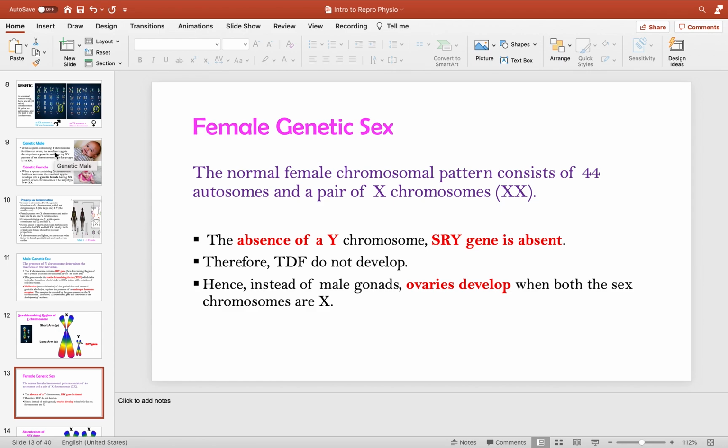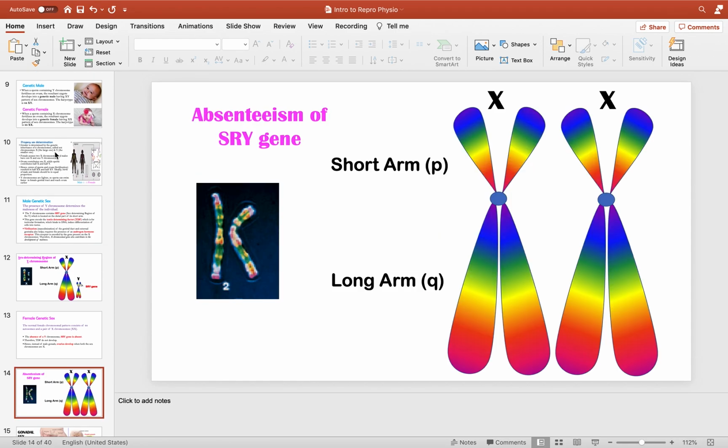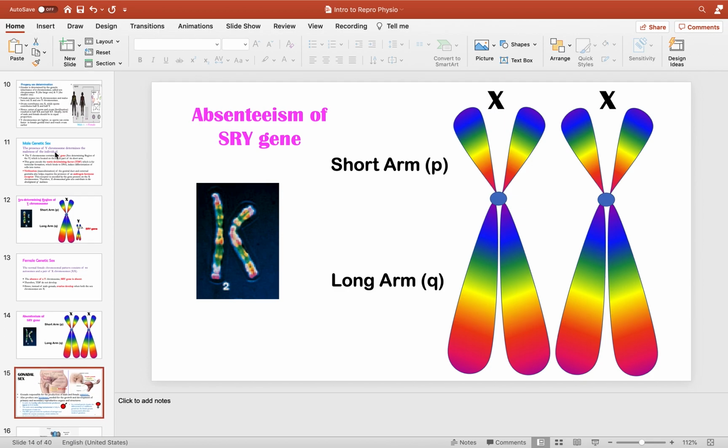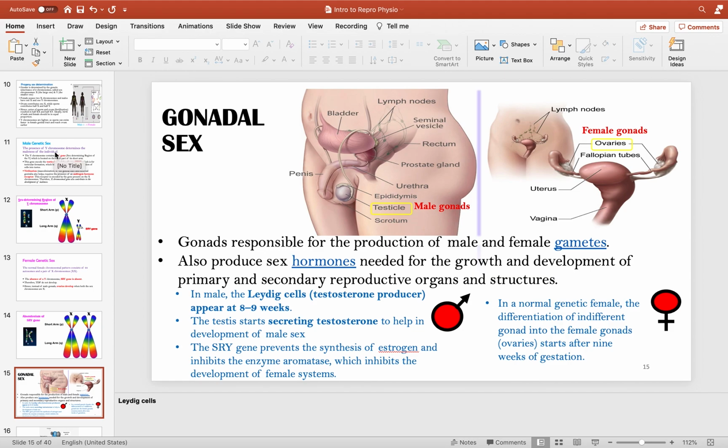Female genetic sex. The normal female chromosomal pattern consists of 44 autosomes and a pair of X chromosomes. With the absence of the Y chromosome, the SRY gene is also absent. Therefore, TDF does not develop. Hence, instead of male gonads, ovaries develop when both the sex chromosomes are X. So when there is an absence of the SRY region, the X chromosome will dominate and produce female gender. This is the chromosomal sex.